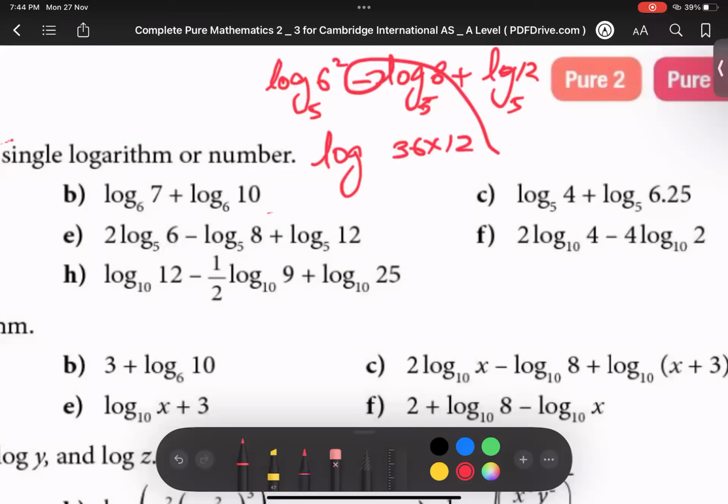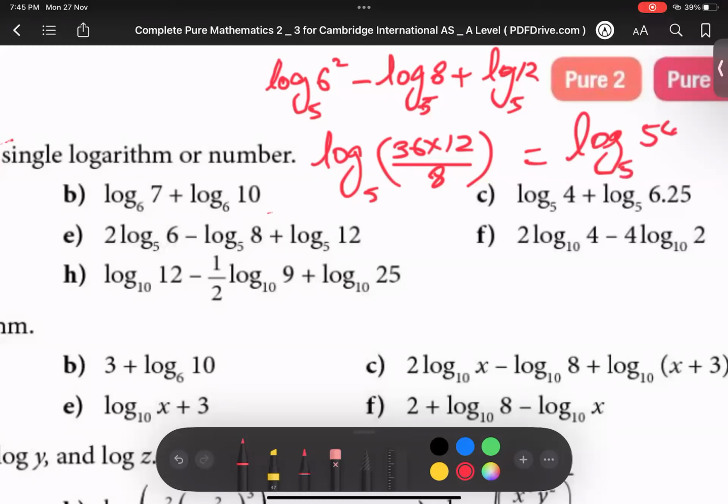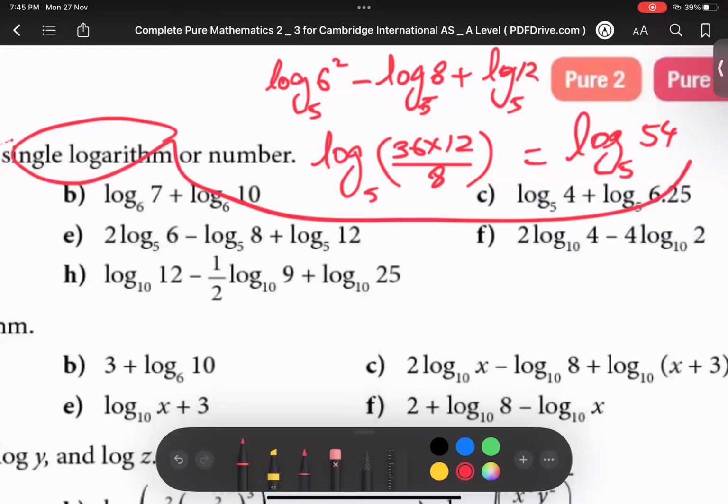And due to the minus sign, this 8 will come in the denominator. Wait a minute, in a bracket, the base is 5. And if I type in the calculator 36 times 12 divided by 8, I get 54. So I get a logarithm of base 5 of 54. So he said make a single logarithm, and we have done it.